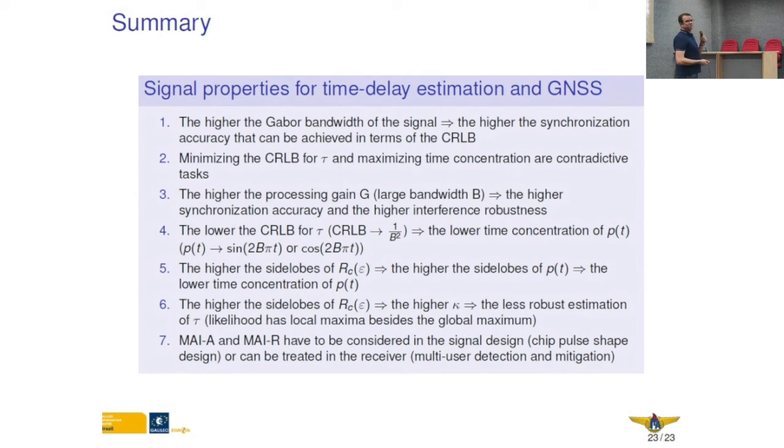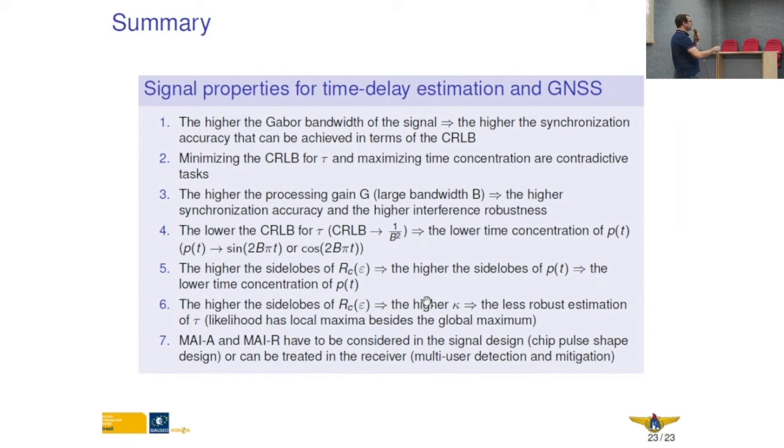Minimizing the Cramer-Rao bound for time delay and maximizing time concentration, we saw that these are contradictory tasks. The higher the processing gain, so in general the larger the bandwidth, the higher the synchronization accuracy and the higher the interference robustness. The lower the Cramer-Rao bound, the lower the time concentration, and we saw that when the Cramer-Rao bound tends to 1 over b square, the chip pulse shape tends to a sine or cosine, which is quasi not at all time concentrated. The higher the side lobes of the autocorrelation function, the higher the side lobes of the chip shape, and the lower the time concentration.